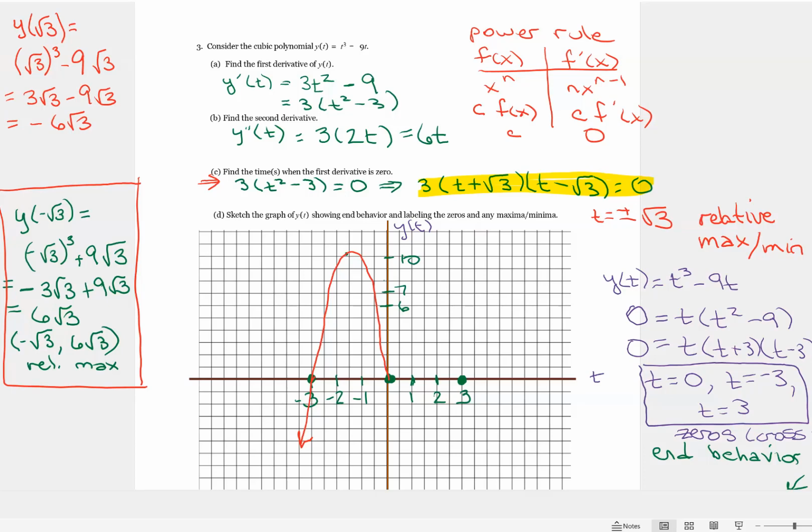Which is off the chart. So let's just pretend it's right here. And I'm going to come down here. I'm going to get to the bottom. I'm going to come back. I'm going to come back up through 0. And there, as we can see, I have my end behaviors. And it says to label the zeros and any maximum or minimum. Let's do that.